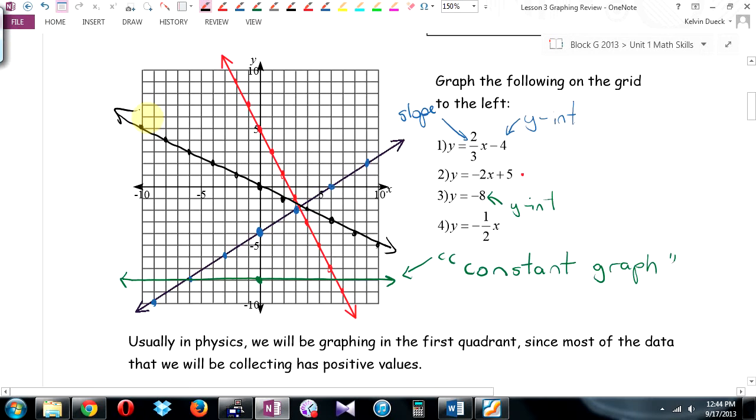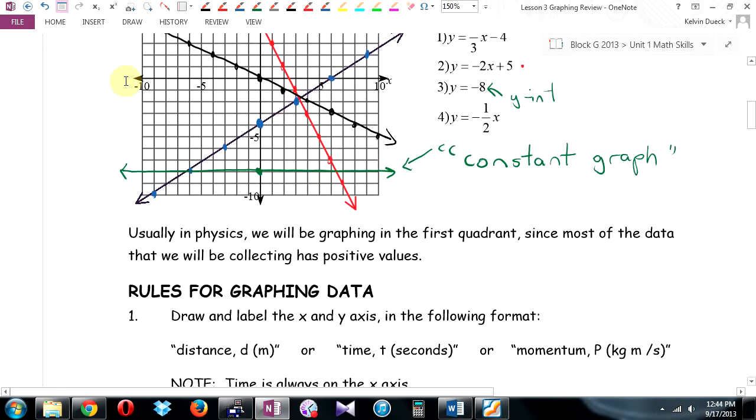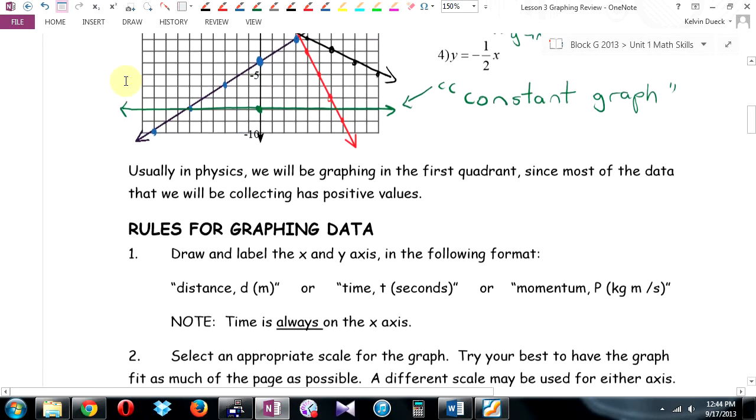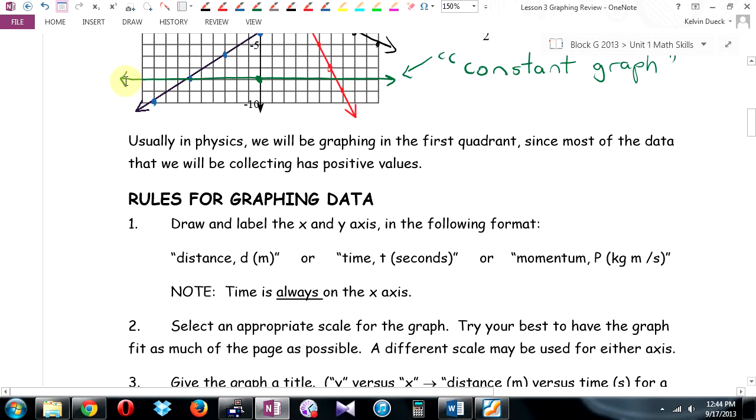That's generic math. Now I need to talk specifically about graphs in science and in physics. So usually in physics, we're going to be graphing in the first quadrant, since most of the time we'll have positive value data. And these are the rules for any physics graph. On your test, on your quest, the last question is going to be, I'm going to give you some data. I'm going to say, graph it, please. And you need to make sure to get full marks that you follow all of this.